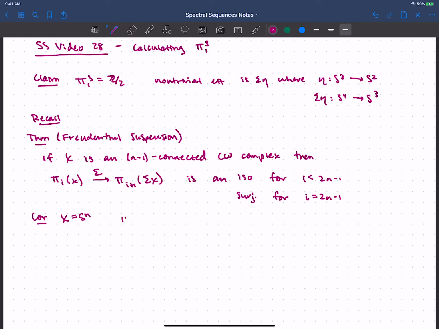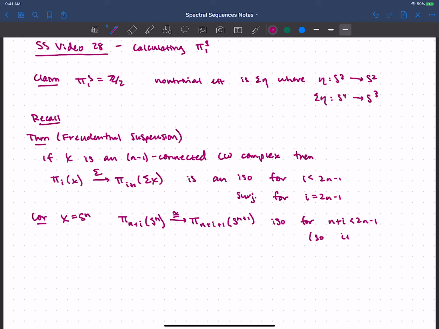and we can look at pi n plus i of Sn. Notice I've changed my indexing here, as is the convention, though it can be confusing. That maps to pi n plus i plus 1 of S n plus 1. And this is an isomorphism. Well, I guess now it's for n plus i less than 2n minus 1.